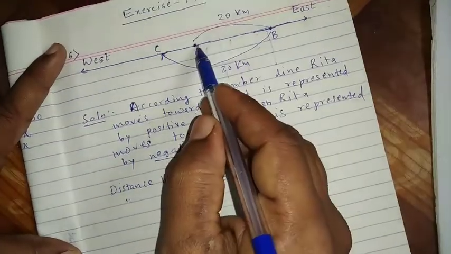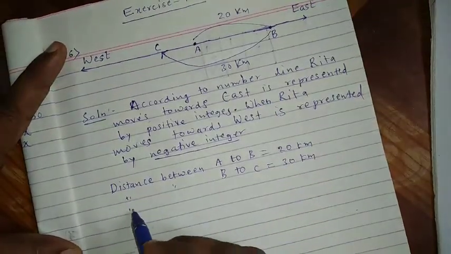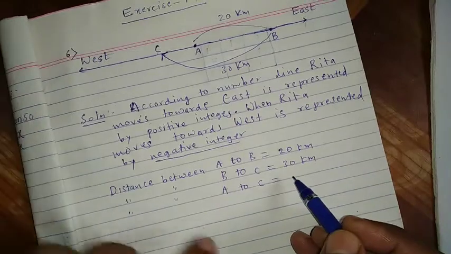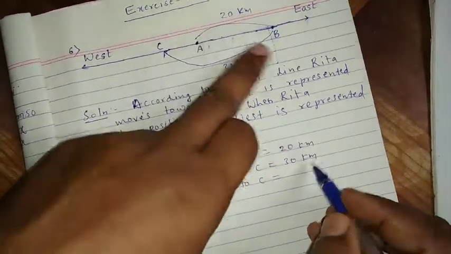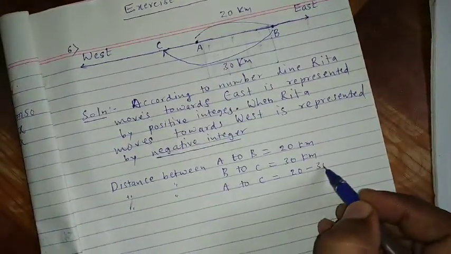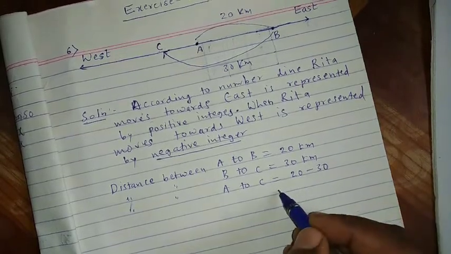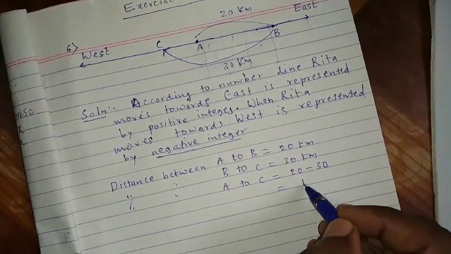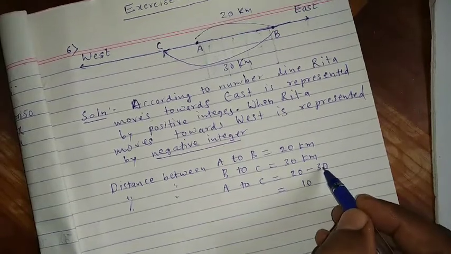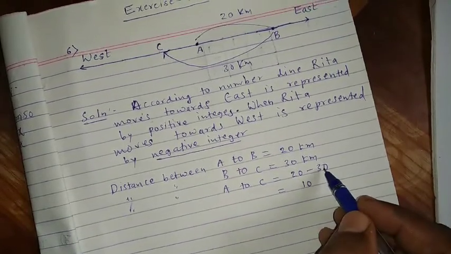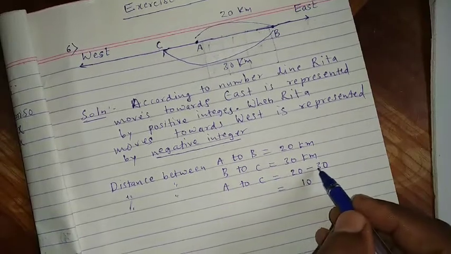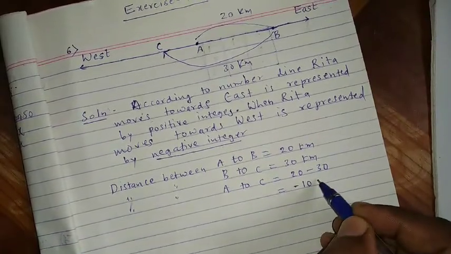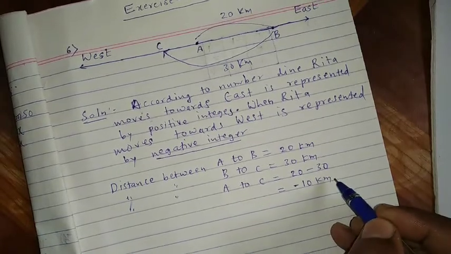Now we have to find the distance between A to C. Distance between A to C is equal to, here we have to do the subtraction, that is 20 minus 30. Students, how much comes? 30 minus 20, 10 comes, and the bigger number is 30. Among 30 and 20, which one is bigger? 30 is bigger, and it contains the negative. So the answer is minus 10 kilometers.